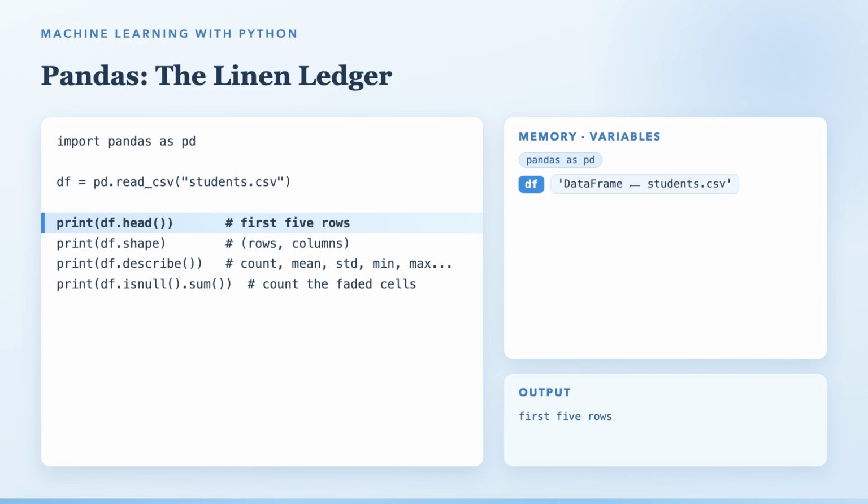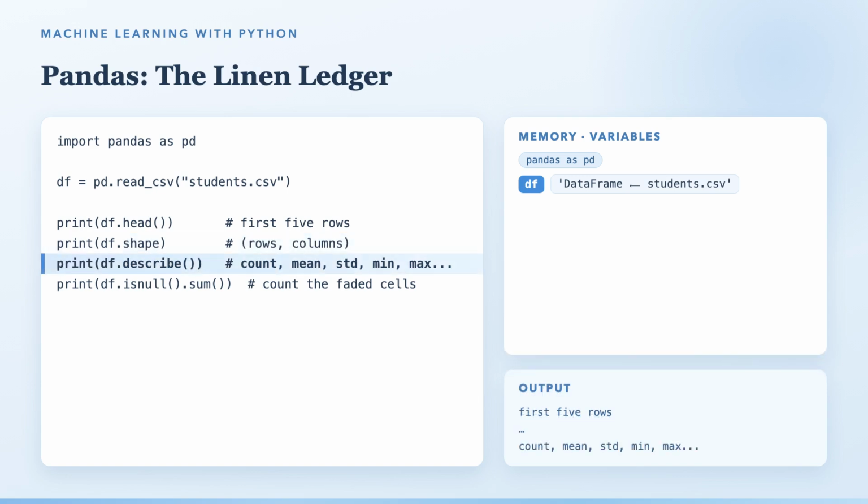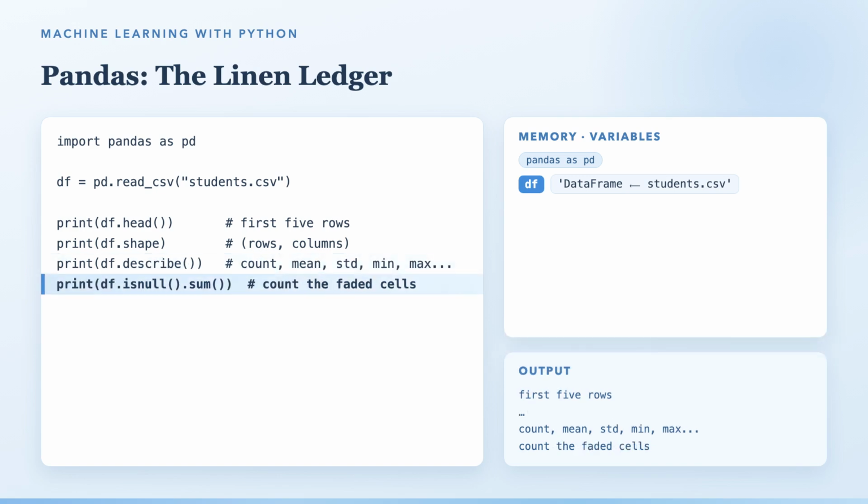First, we import Pandas and call it pd for short. Then pd.read_csv opens the file students.csv and stores the whole table in a variable called df, our data frame. Now we look around, gently. Printing df.head shows the first 5 rows, just enough to meet the data. Printing df.shape tells us how many rows and columns we have. Then df.describe writes a quiet summary: the count, the mean, the smallest, the largest. And finally, df.isnull().sum() counts the faded cells, the missing values, in every column, so nothing stays hidden from us.